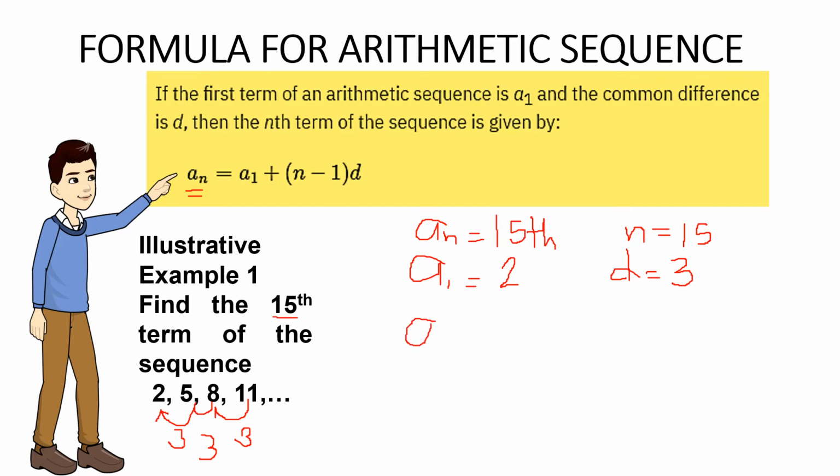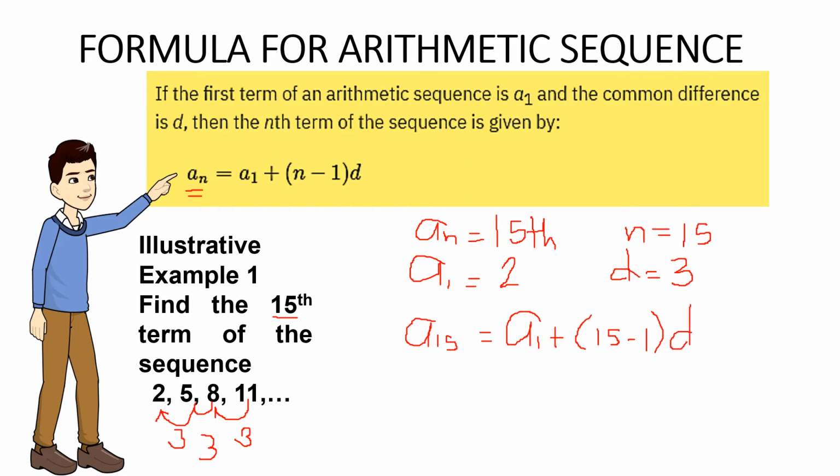So from our formula, let us determine now our 15th term. So we have a sub 15. Palitan natin yung a sub n ng 15. Equals a sub 1. So dito tayo mag-start. A sub 1 plus 15 minus 1. So ito lagi yung formula. Lagi minus 1. Times the difference.